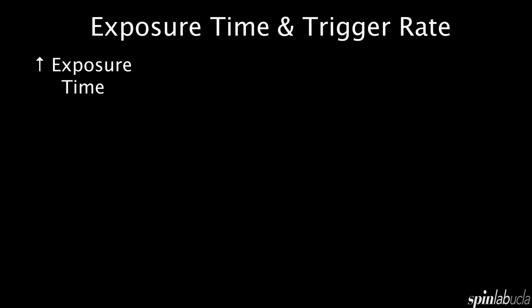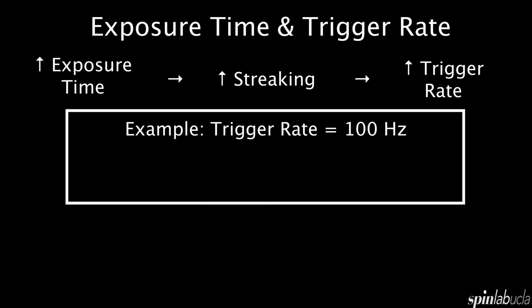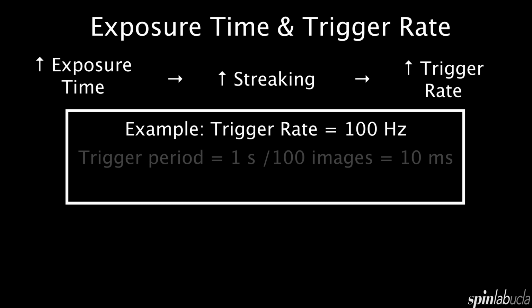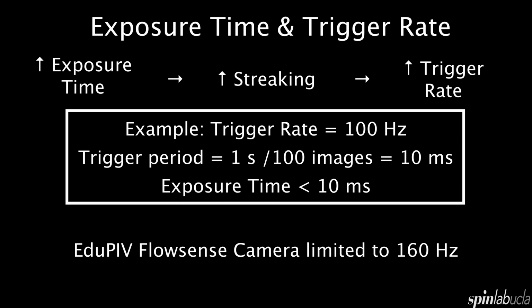Before we continue, it is important to note the relationship between exposure time and trigger rate. If you increase the exposure time, the risk of particle streaking increases. If streaking is an issue, increase the trigger rate to take more images per second. In fact, the trigger rate limits the exposure time. For example, if you have a trigger rate of 100 images per second, then the trigger period is 1 second per 100 images, or 10 milliseconds. The exposure time cannot then exceed 10 milliseconds. Furthermore, for the EduPIV system, the FlowSense camera can only take up to 160 images per second.